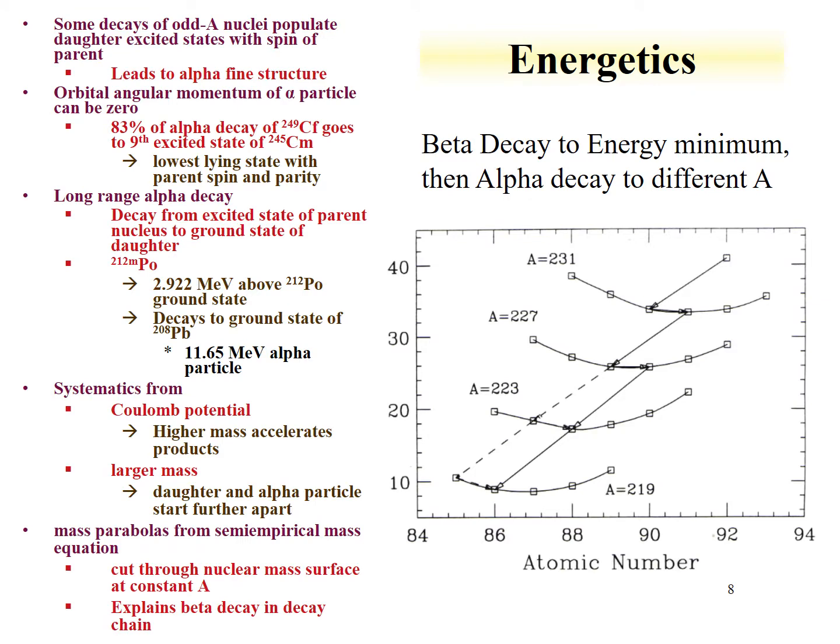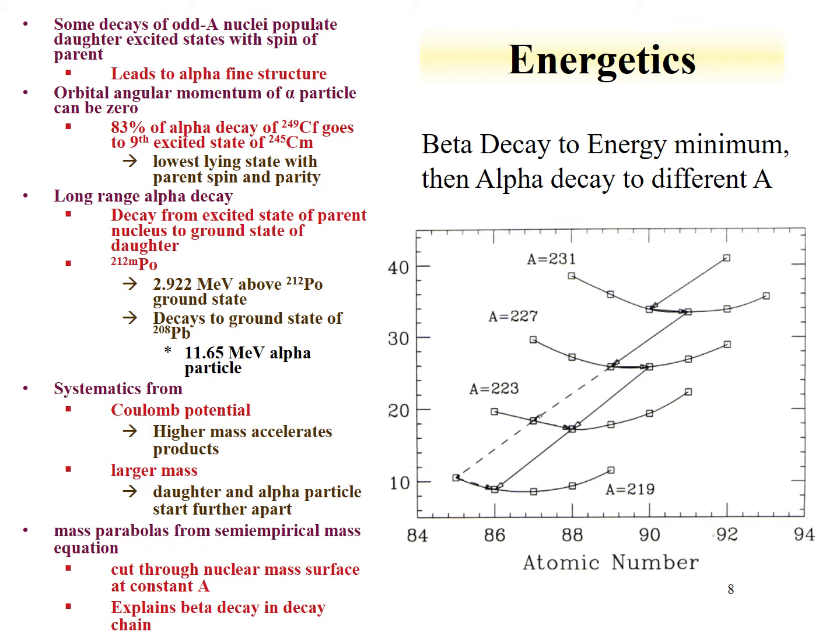As we discussed earlier, alpha particle emission can often demonstrate fine structure. This is due to the fact that during the decay, the parent can decay to an excited state of the daughter. And this is often because the daughter nucleus and the parent nucleus spin and parity need to match up to a certain degree. So for instance, californium-249 goes to the 9th excited state of curium-245 because that is the lowest lying state with the same parent spin and energy.